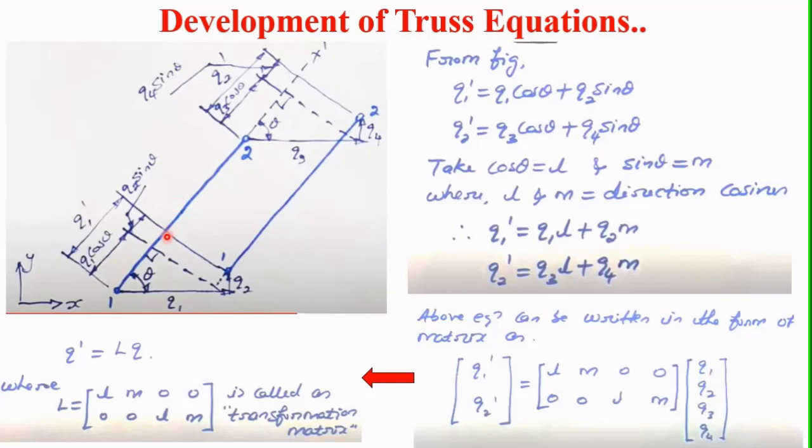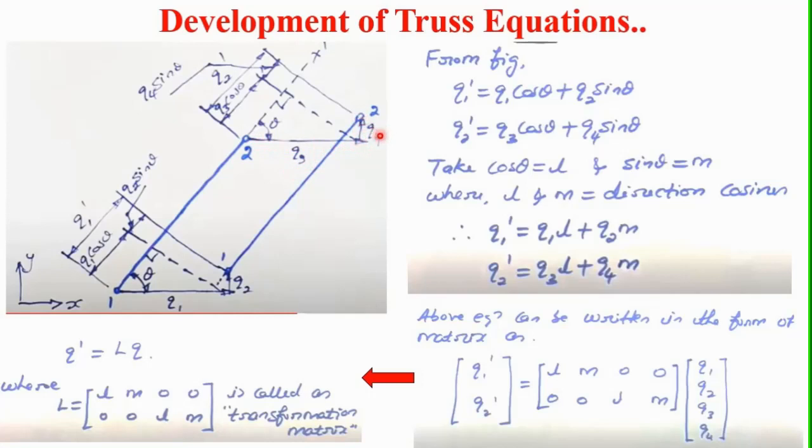Node 1 is displaced from this point to this point, so in the global coordinate system it is displaced by q1 along the x direction and by q2 along the y direction. Similarly, node 2 is displaced along the x direction by an amount q3, and in the y direction by an amount q4.